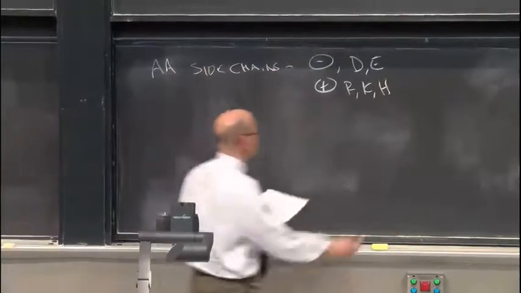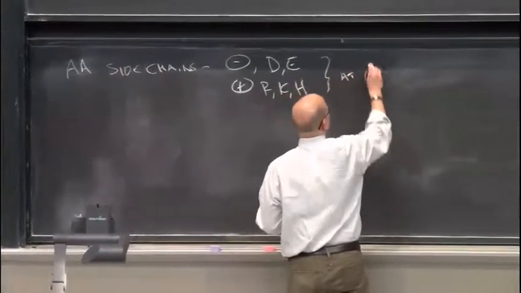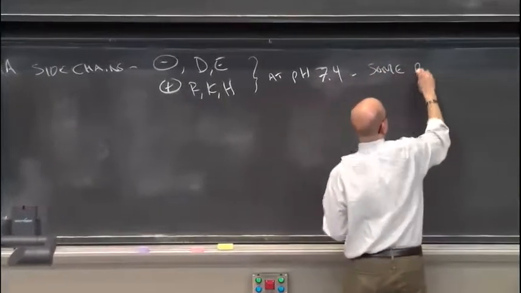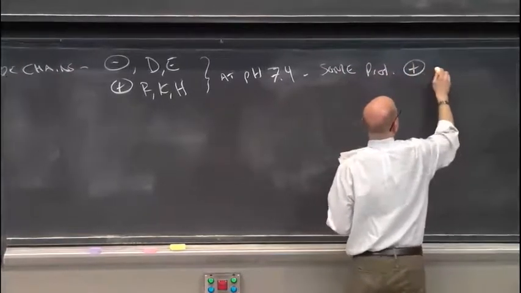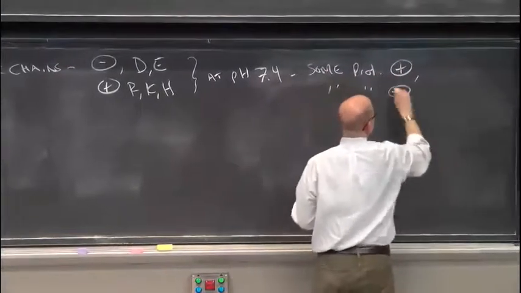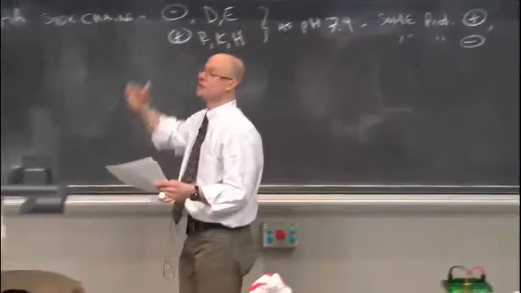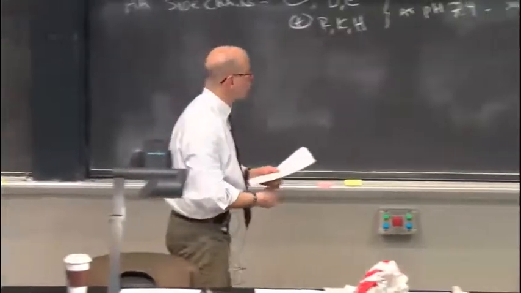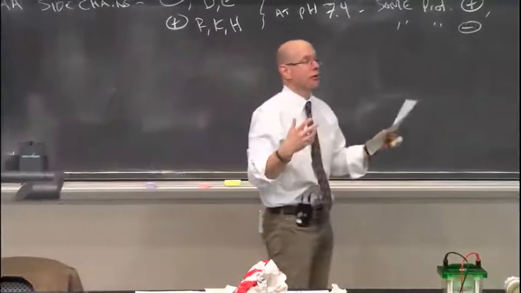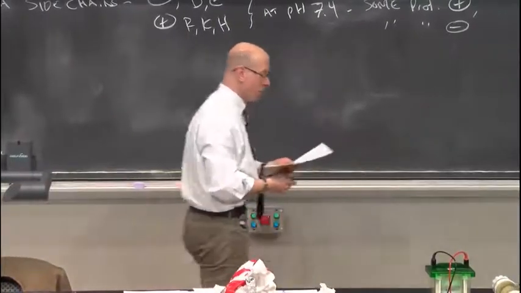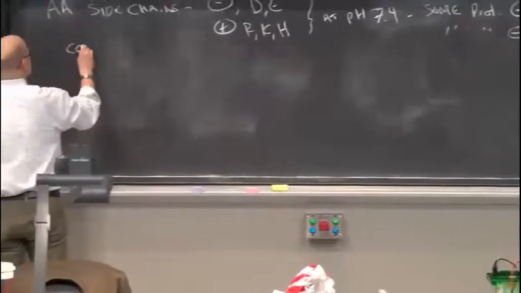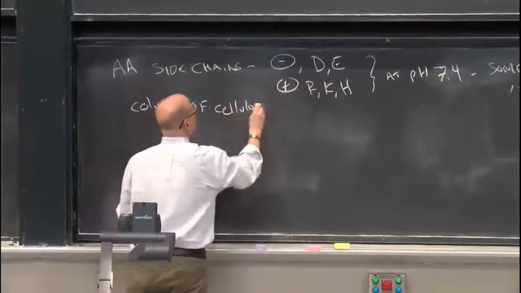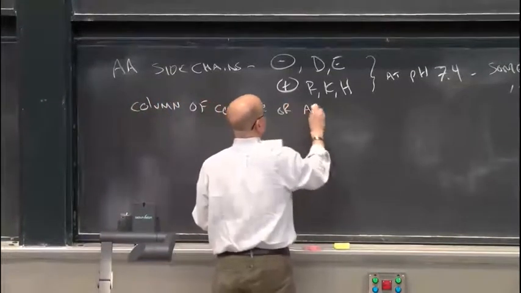And so at pH 7, or 7.0, or 7.4, some proteins are going to be positively charged, and some proteins are going to be negatively charged, depending on the relative amounts of arginine and lysine and histidine and aspartate and glutamate that they have. And so, at a particular pH, if the proteins are differently charged, I can separate them on the basis of charge. And the trick here is to use a column of cellulose or agarose that contains charged groups.